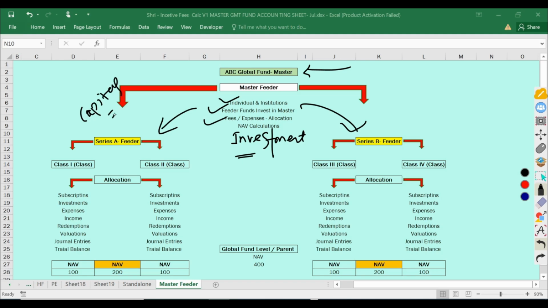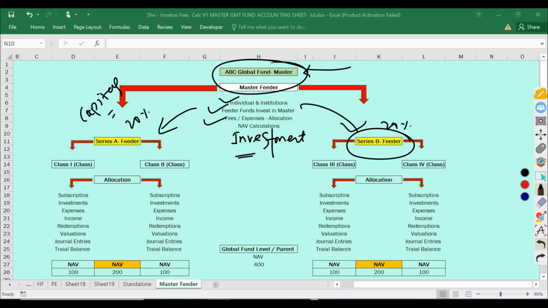Let's say 20% is allocated to this feeder and 20% to that feeder, so it means 20% of expenses, income, assets, liabilities, everything, we allocate to each and every feeder class. All right. Second important aspect is how we calculate NAV. We calculate NAV at the feeder level, and we calculate NAV at the master level. So it means we calculate NAV at both levels.